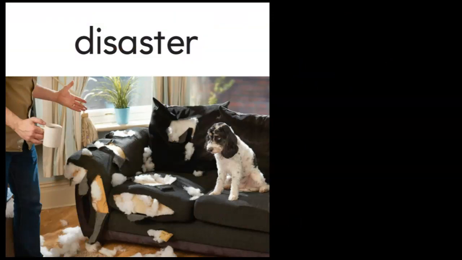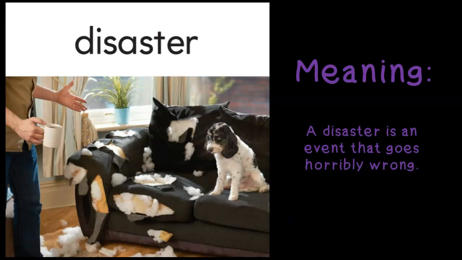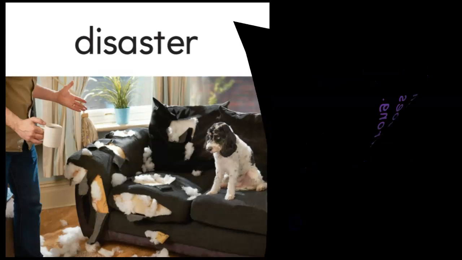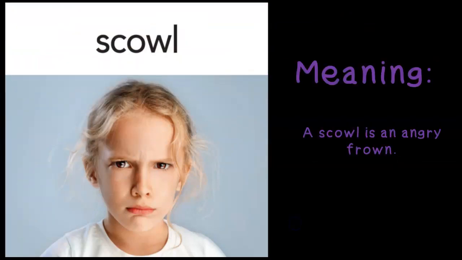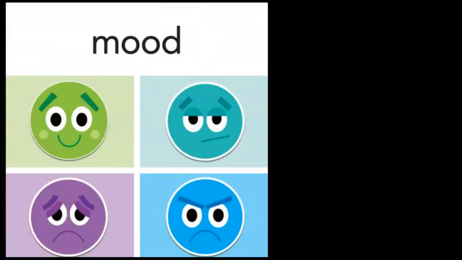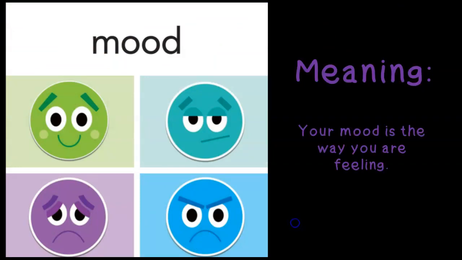Disaster. Oh, my stars. Poor puppy. I think he might be in trouble. A disaster is an event that goes horribly wrong. Scowl. A scowl is an angry frown. Mood. What kind of a mood are you in today? Your mood is the way you are feeling.